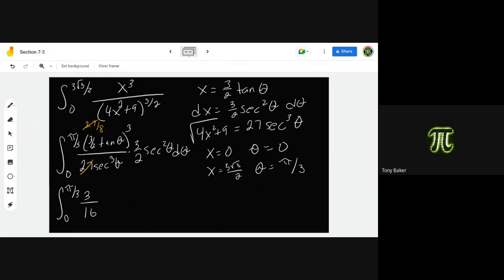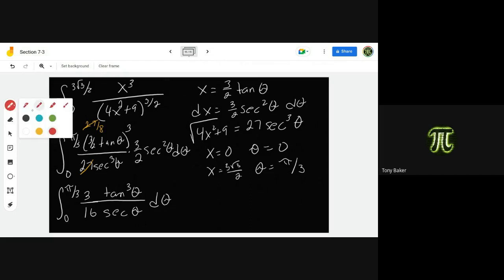So I have a tangent to the third up top left. And then a secant left on the bottom. No, because I took that 2 and that 3. So there's 1 left on the bottom.